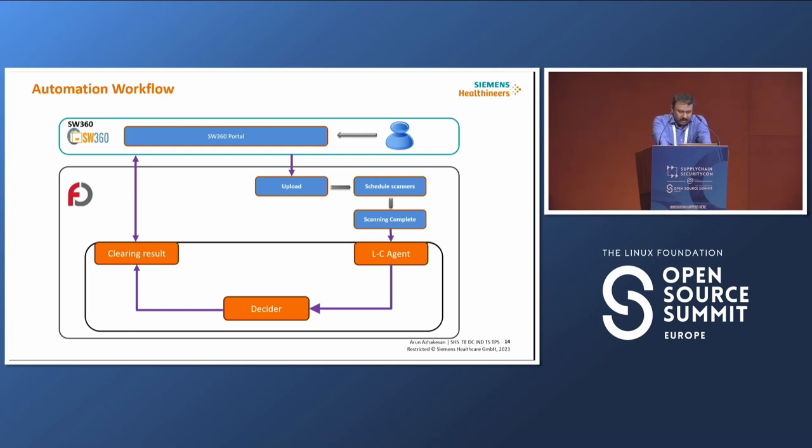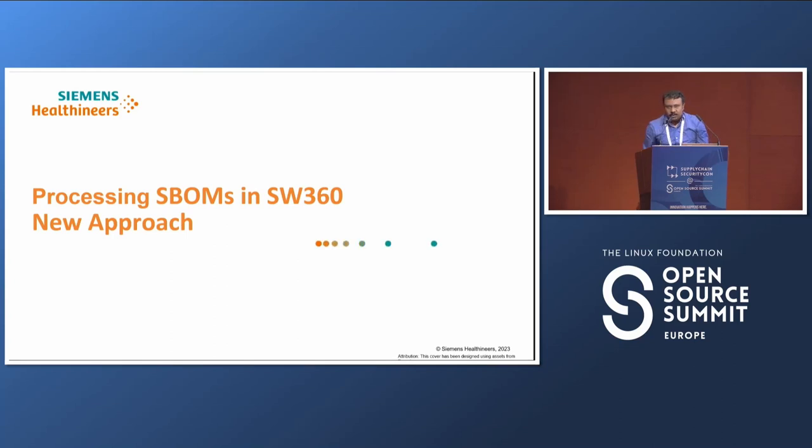So the benefit that you will get is that you don't need to do most things manually, but everything cannot be automated. Most things can be identified automatically, but for some portions that require identification, you will be able to clearly identify that from SW360. So with that, I'll hand over to Arun for SBOM approaches.